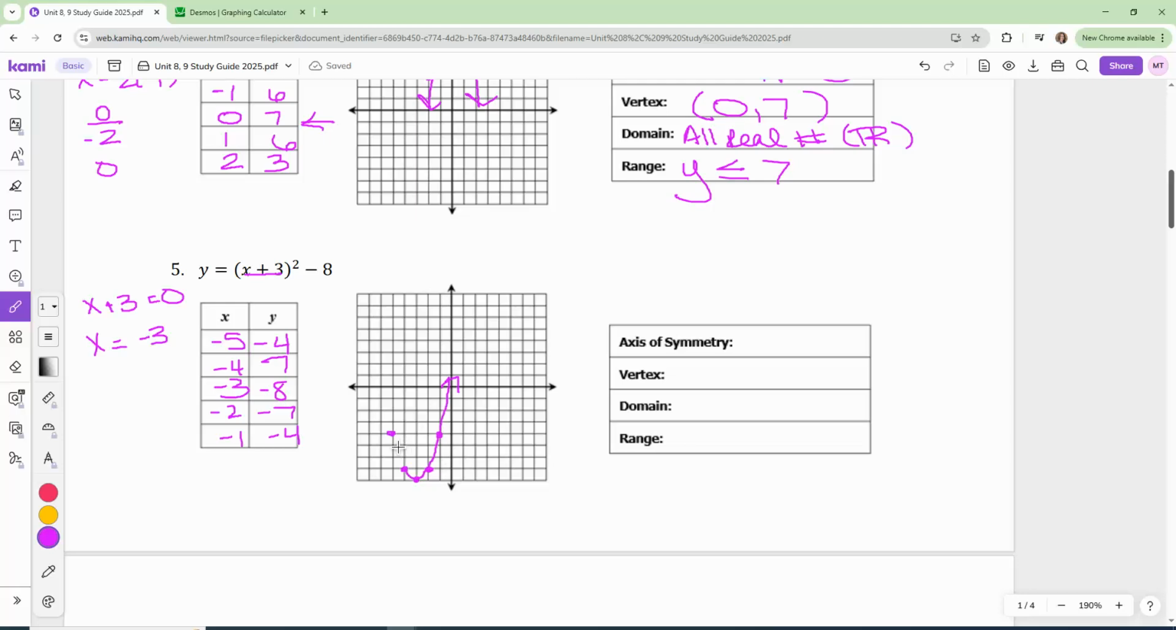So what's the axis of symmetry? X equals the x value of the vertex. X equals -3. The vertex was that ordered pair, -3, -8. Domain is always all real numbers. This one's opening up, so your range is greater than or equal to the y value of the vertex, which was -8. All right.